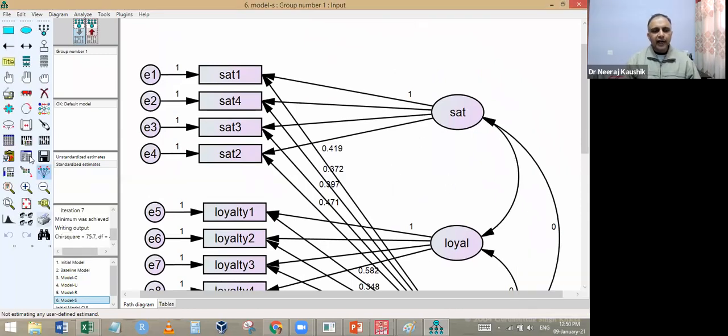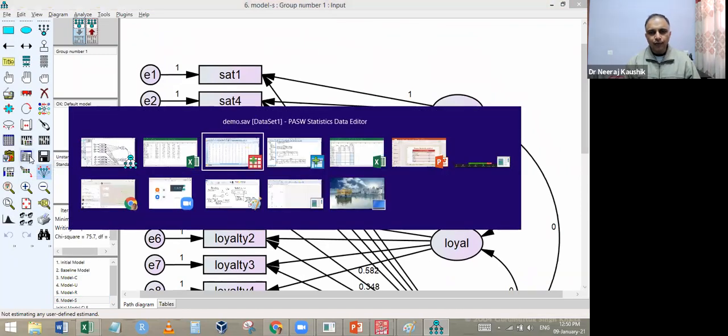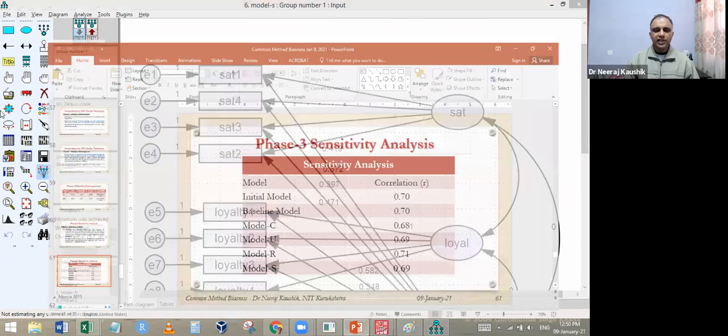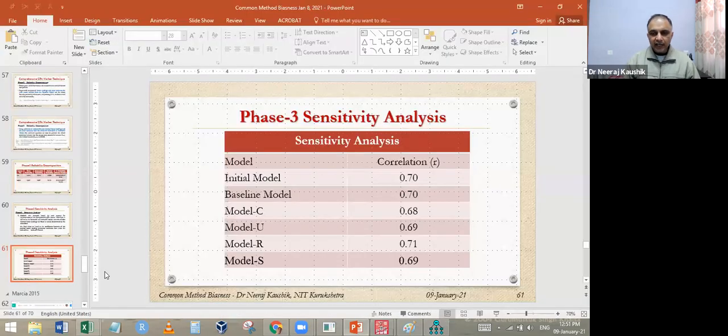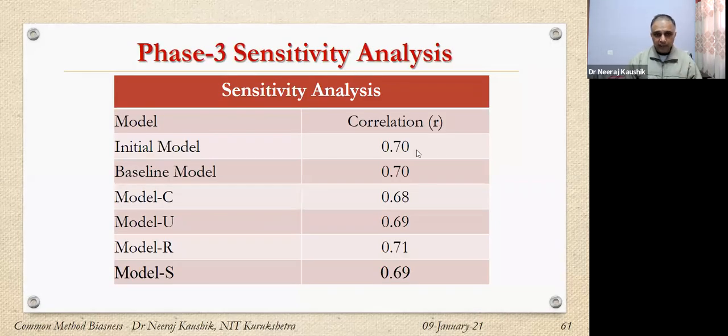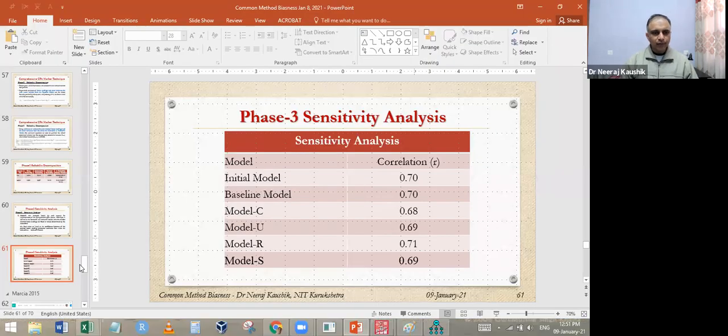Now what we will do, we will try to find out the value of R. This is what sensitivity analysis is. Sensitivity analysis means I will just note down the value of R in the initial model, baseline model, model C, model U, model R, and finally model S, and see if there is a drastic change or not. So here I get, well, yes, there are some changes. Let me show you. Shall I show you from the start?